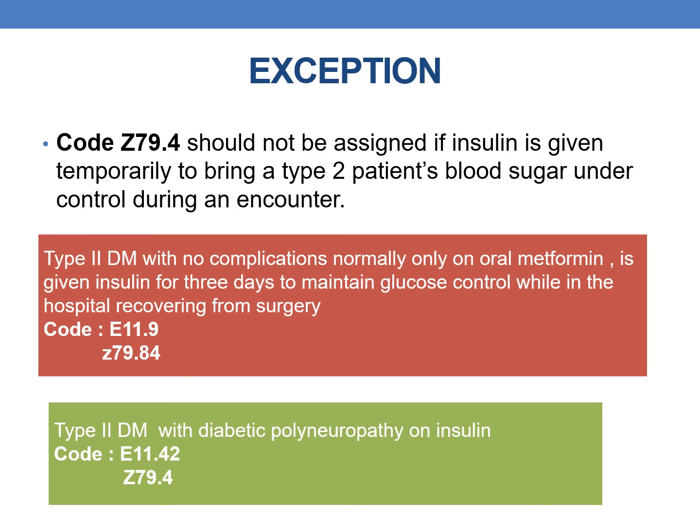Z79.4 code. The next example is type 2 diabetes mellitus with diabetic polyneuropathy on insulin. Here the patient is on insulin, that is he is using it long term. So the correct codes are E11.42, which indicates type 2 diabetic polyneuropathy, followed by Z79.4, long-term current use of insulin.